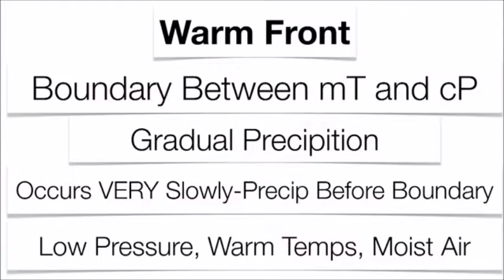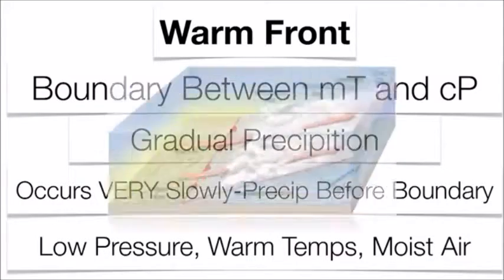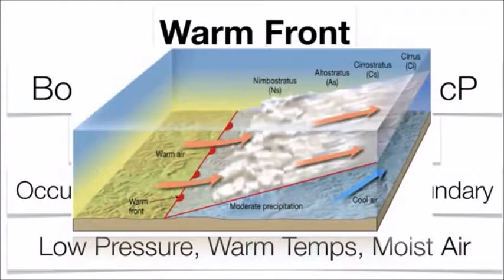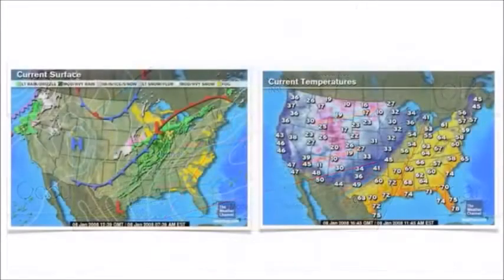Once that warm air mass passes through, what's going to happen is you're going to get lower pressure, a little bit warmer temperatures, and a little bit moister air. So you'll see before the front you have the cold air, behind the front you have the warm air. Here's your frontal boundary there. You'd notice that the precipitation occurs before the frontal boundary actually comes through. Very slow, gradual precipitation.